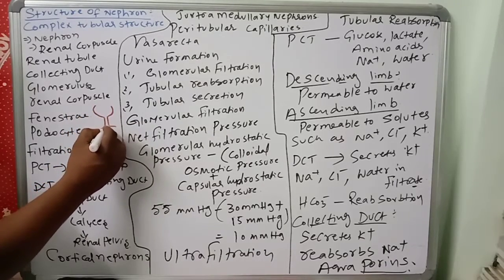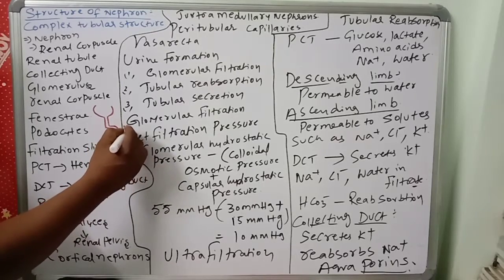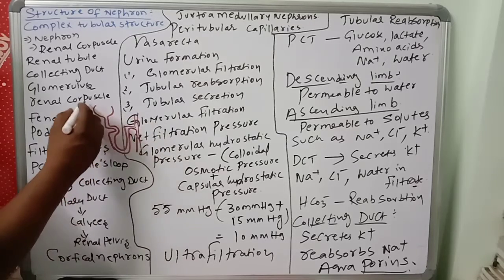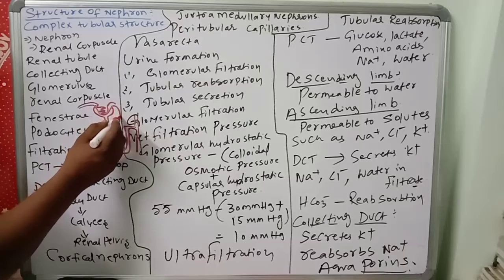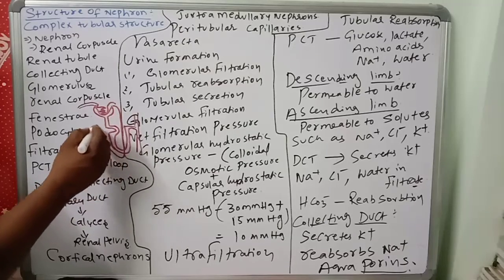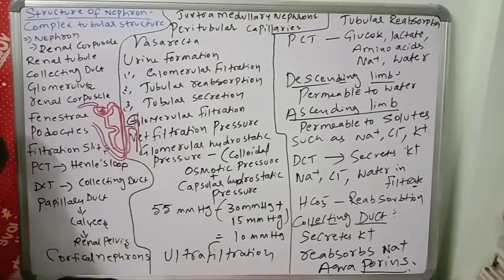This is the proximal convoluted tubule, Henle's loop, descending loop, ascending loop, collecting duct, efferent arteriole, Bowman's capsule, this glomerulus, and vasa recta. What is called vasa recta?